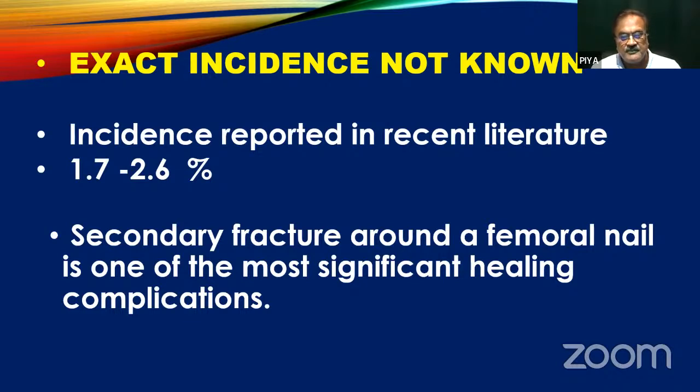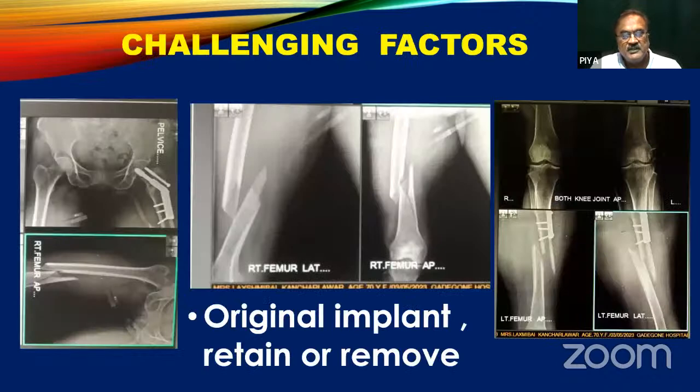Secondary fracture around a femoral nail is one of the most significant healing complications. The challenging factor is the original implant, whether to retain or remove it when you get a peri-implant fracture.